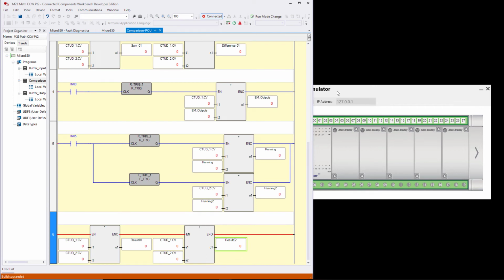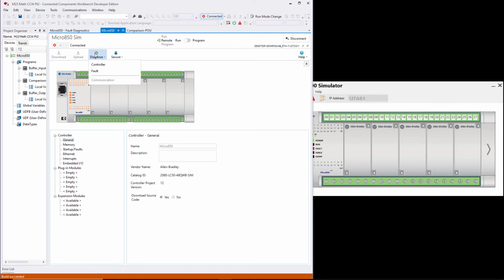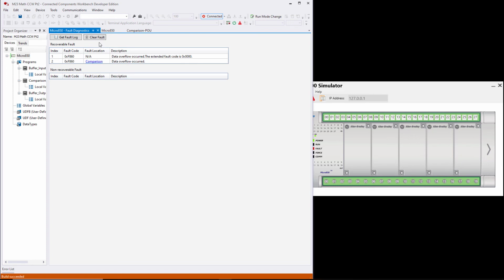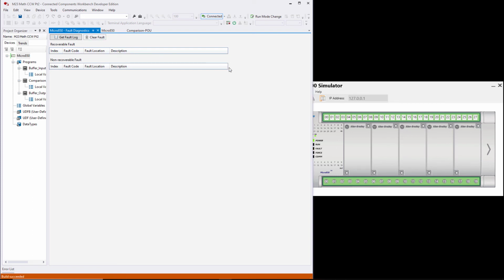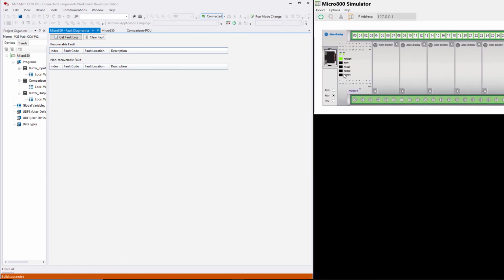Okay, so we're connected again to the simulator, but the simulator is still faulted. So if we go to the Micro 850 tab and go to diagnose, go to fault, we could clear the fault. Now we had more than one fault in my going back and forth. I created the fault a second time, but you see it's the same fault code. So if I clear the fault here, I'm clearing the fault in the controller, the simulator. Okay, you see it's no longer faulted, but it's no longer running either.